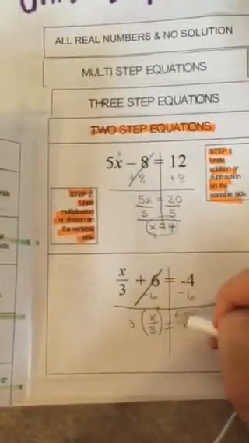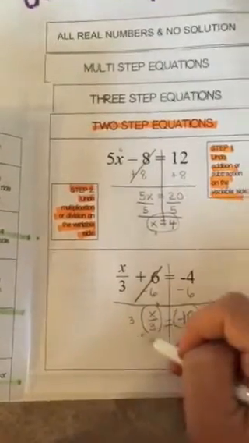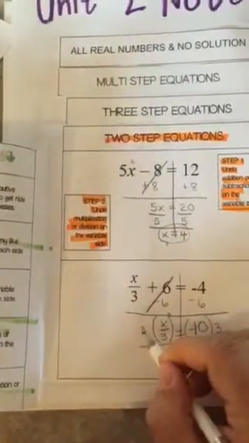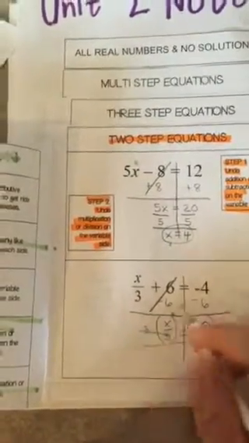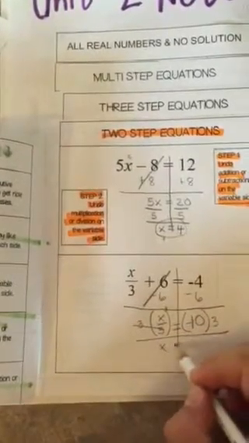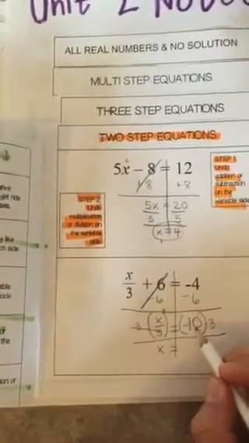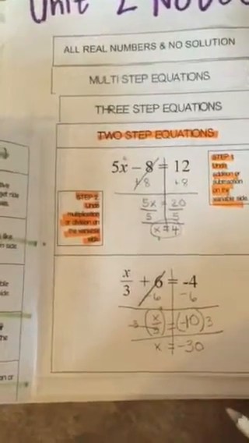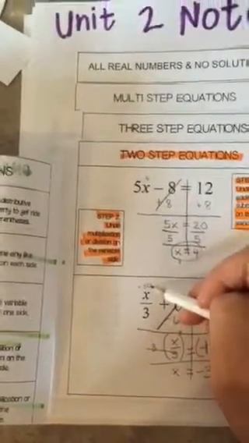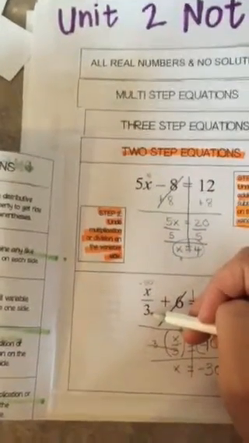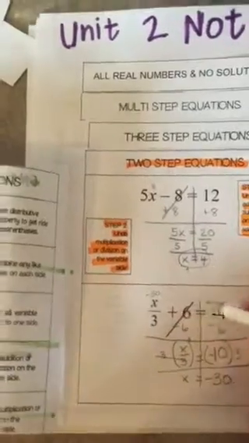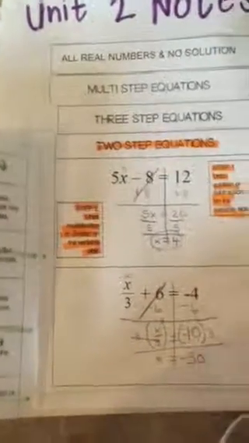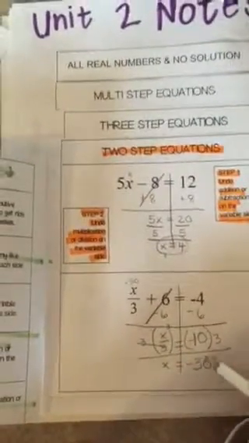And then I'm going to multiply by 3 again over here. So the multiply by 3 and divided by 3 cancel each other out, and I'm just left with x equals. And then -10 times 3 is -30. So I get x equals -30 for my answer. And if I replace that up here for my x, -30 divided by 3 is -10, plus 6 would make -4, and that's exactly what I have over here on the other side of the equation. So I know that that is the correct answer.